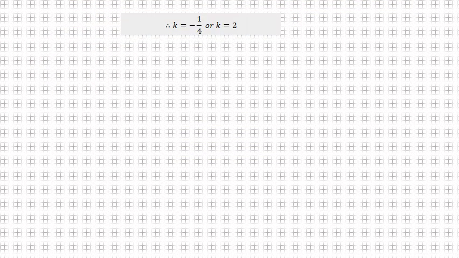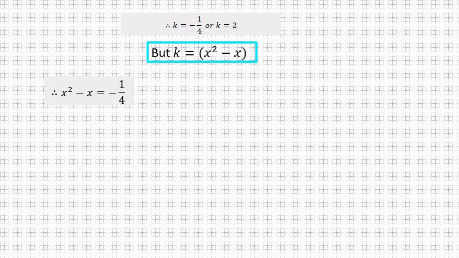So let's remember that k is actually x squared minus x. So we can't settle with k equals negative a quarter or k equals 2. We've got to go and make x squared minus x equal to negative a quarter, or x squared minus x equal to 2. And now we solve two equations separately.